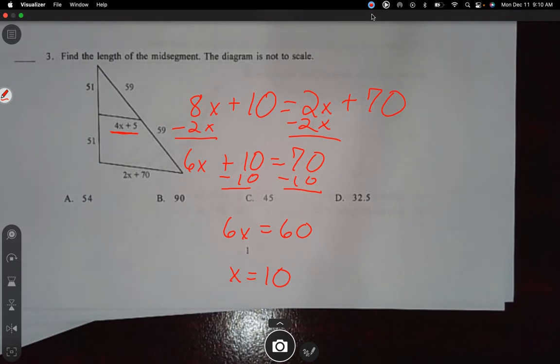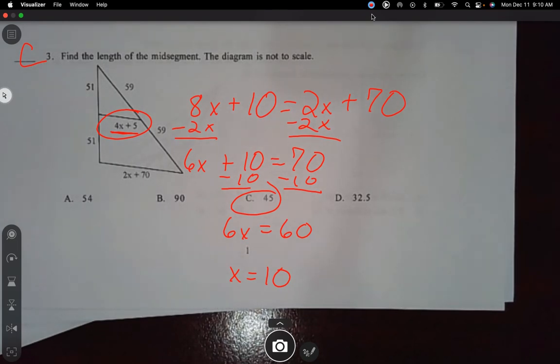What is the length of which one? Midpoint. The mid-segment one, the middle one. So what is 4 times 10 plus 5? 40. Very good. It's C. Your answer is C. Again, it was 4 times 10 plus 5. Is everybody okay with this one? First page done.